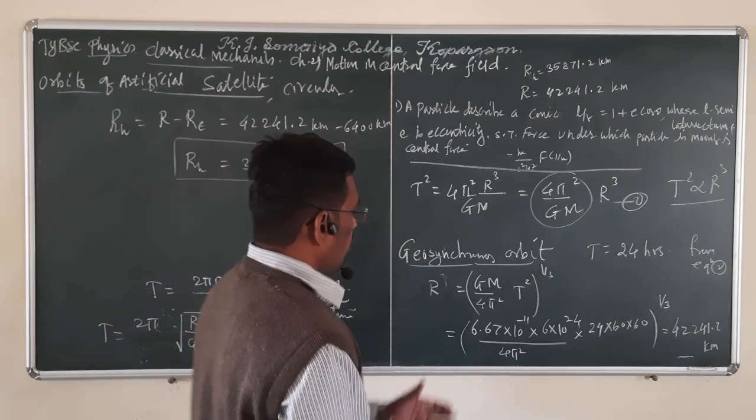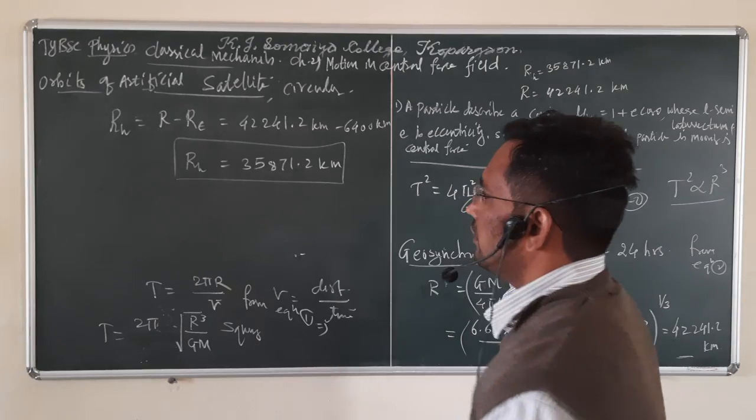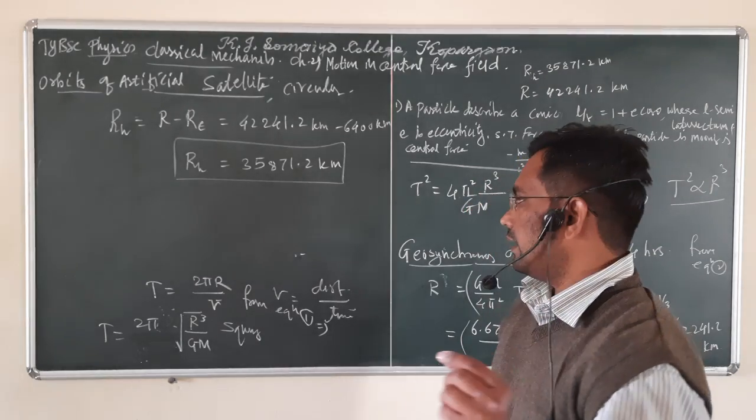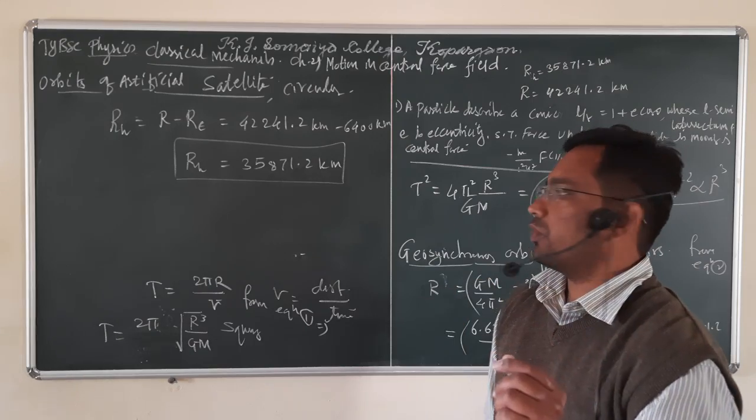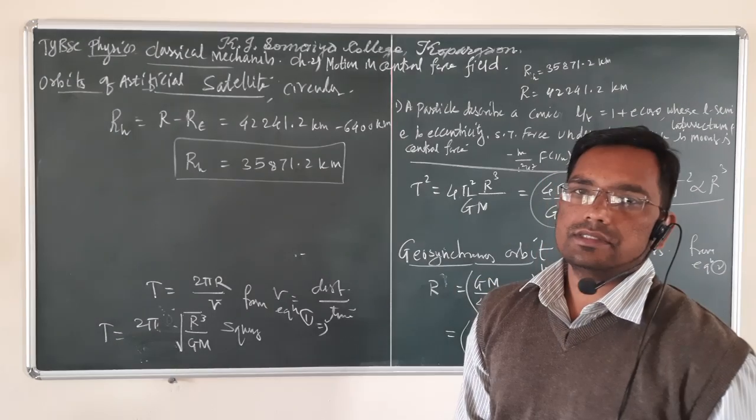Now, if you want a geosynchronous orbit, then we have to place that satellite at a distance of 35,871.2 kilometer above Earth's surface.